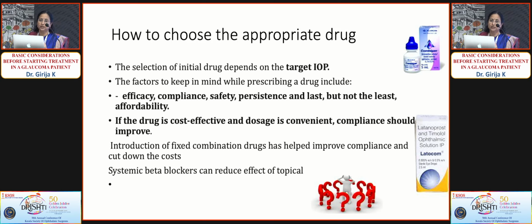And another thing to consider is when systemic drugs are given, especially beta blockers and carbonic anhydrase inhibitors, it can reduce the effectiveness of the topical drug. So better avoid giving them together. If there is no other option, you have to give.